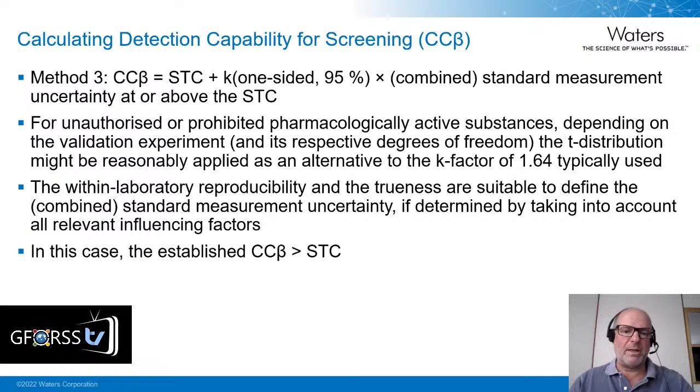So I'm hoping that in the new guidelines that are going to be published by the European Union reference laboratories later on this year, we're going to see some examples of how methods 1 and 3 are actually applied to calculate detection capability for screening.